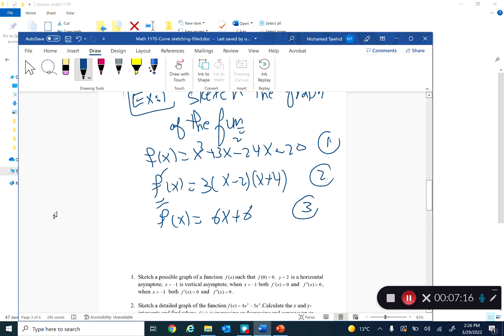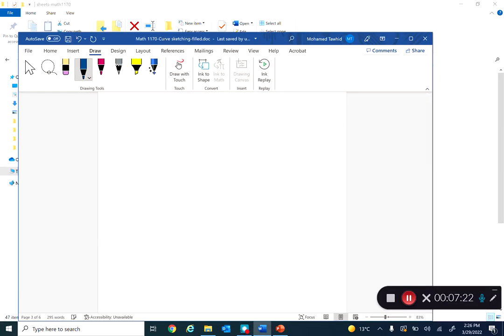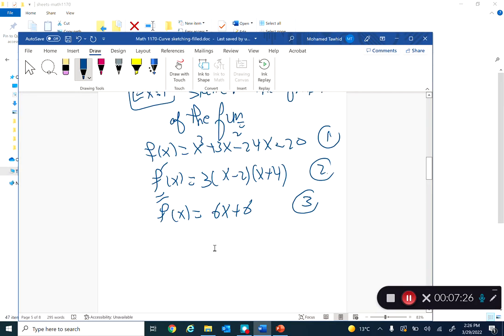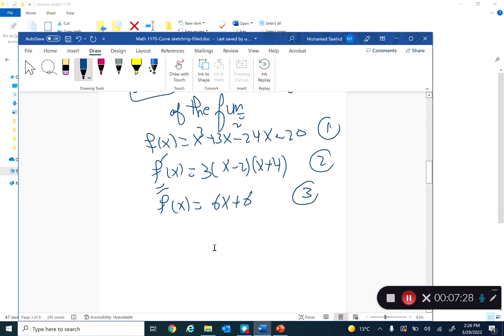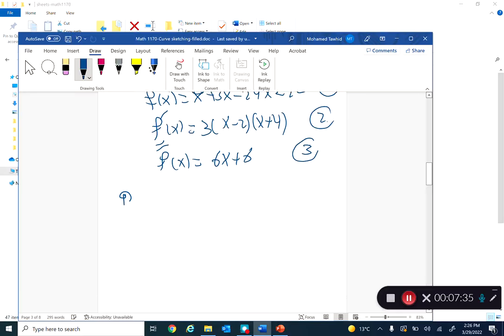What is f of x here? f of x is a polynomial, right? What kind of polynomial do I have? If I go up here, it's a polynomial of degree 3, because the highest power is 3. So what is the domain of any polynomial? The domain of any polynomial should be all real numbers. So that is our domain.